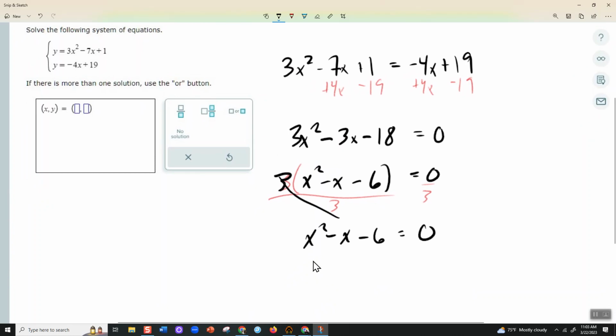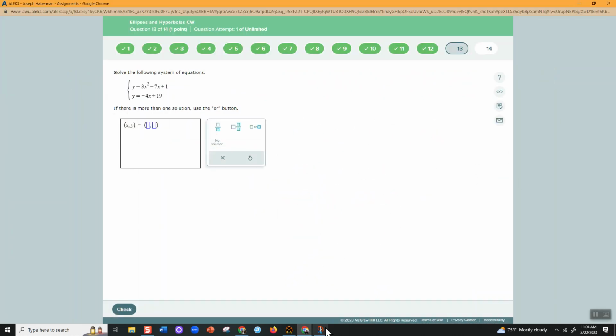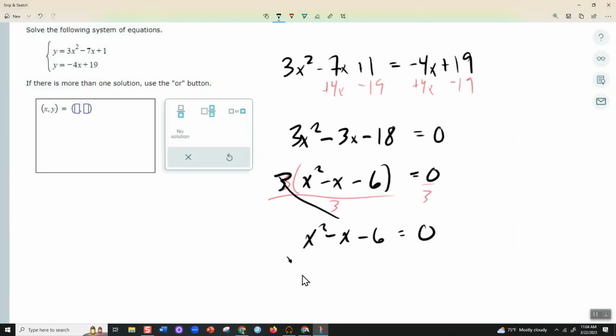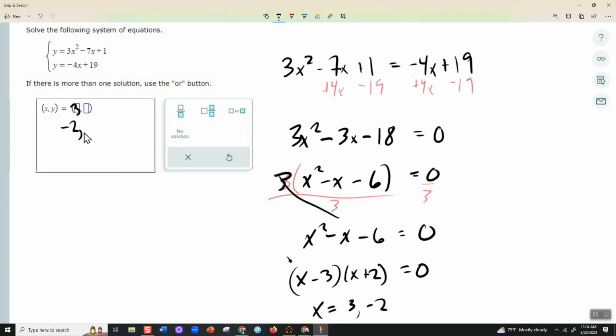Oh, here's that situation again. I gotta do that. Bring it back up. And I've got x minus 3, x plus 2 equals 0. So that means x equals 3 and negative 2. That only gives me my x values though. So I'm going to plug those in. Here's 3, and one of them is going to be negative 2. And then I got to solve for y. Let's plug it into the linear one because that's easier.